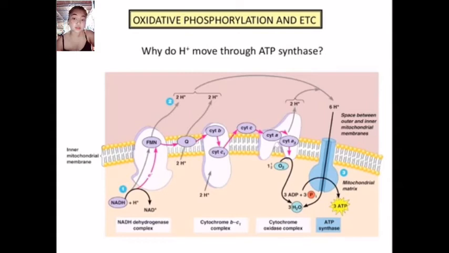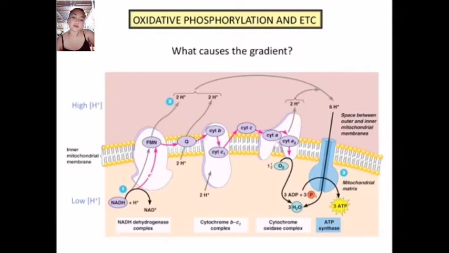Hydrogen ions move through the ATP synthase because of a difference in hydrogen ion concentration on either side of the mitochondrial membrane. The hydrogen ions are more concentrated in the space between the outer and inner membranes than they are in the mitochondrial matrix. As a result, they diffuse along their concentration gradient from an area of high concentration to an area of low concentration, moving through the ATP synthase.